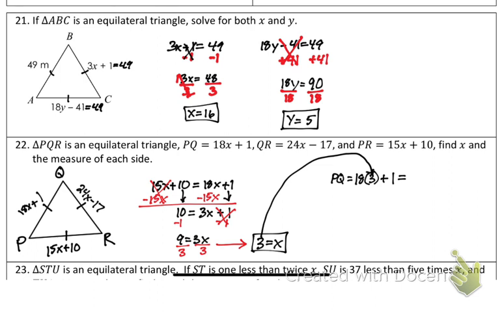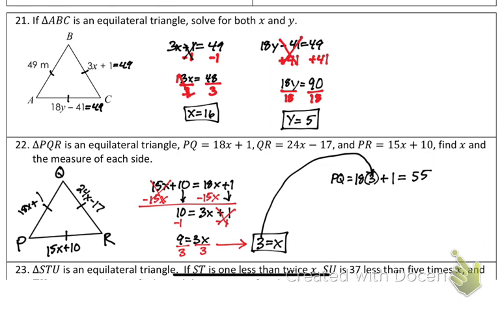Well, if you had your calculators like you're supposed to, what's 18 times 3 plus 1? Yikes, we have 2 people with calculators. Oof. Yep, it's going to be 55.